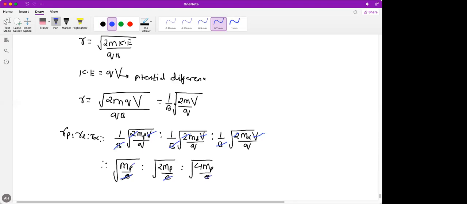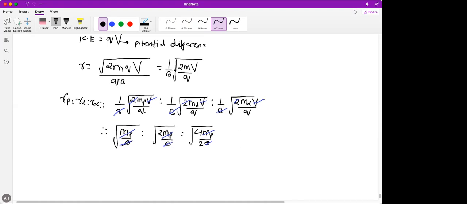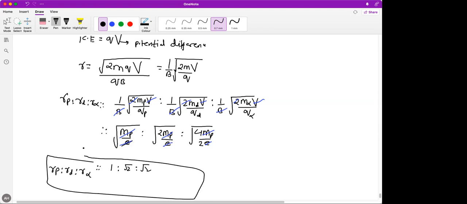E will get cancelled out, M proton will get cancelled out. It won't be E, it would be 2E for the alpha particle. This is charge of proton, charge of deuteron, charge of alpha particle. So we are left with 1 ratio root 2 ratio root 2. So this is the radius of path of proton, radius of path of deuteron, and radius of the path of alpha particle. It's 1 ratio root 2 ratio root 2 now.